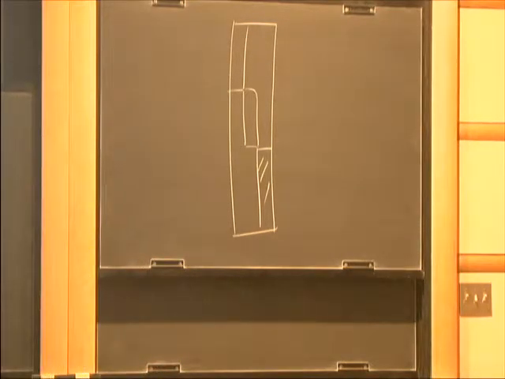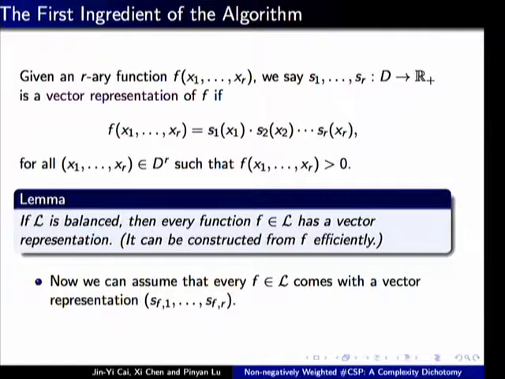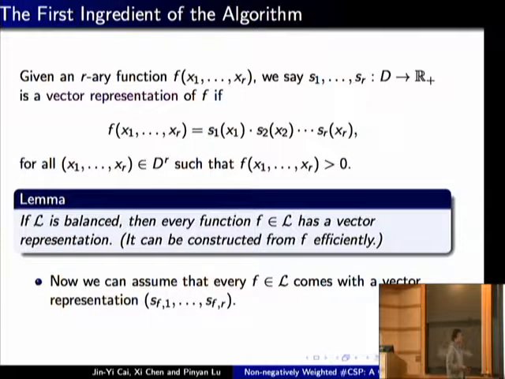So we can show that if the language is balanced, then you can actually find a vector representation for every constraint function in the language. In particular, if you have a binary function in the language, then the condition of balance tells you that this function has to be block rank 1. So you already have a vector representation. But for higher arity, you need to do some simple induction. And so now we can assume that every function in the language already comes with a vector representation.